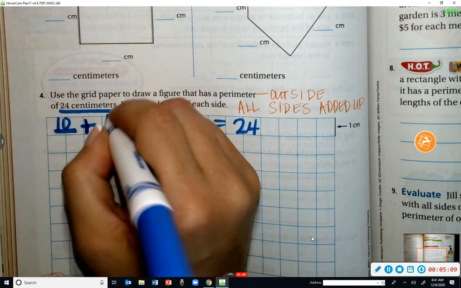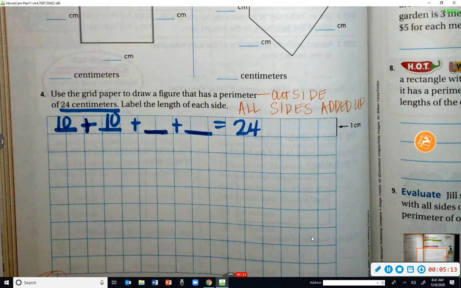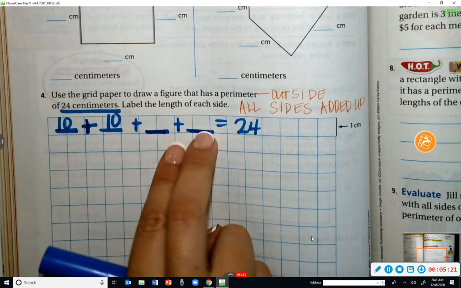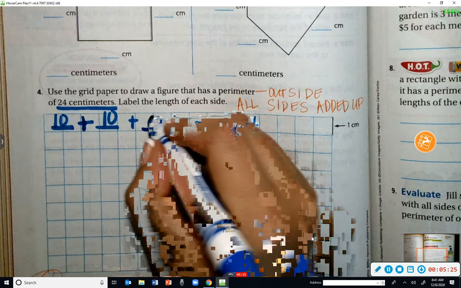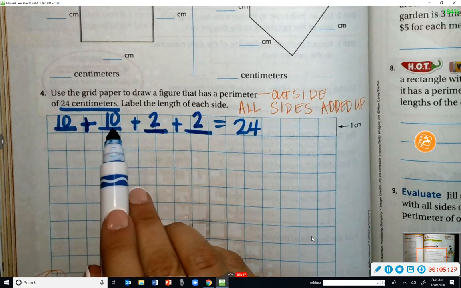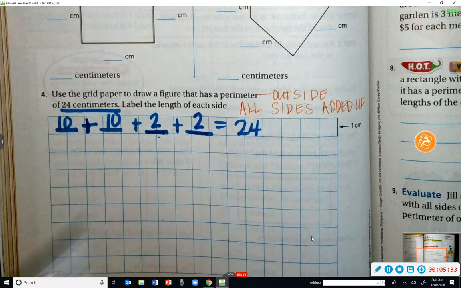10 and 10. But now these other two sides have to be the same and add up to what? 24. Okay, but I already have 20. So these two actually have to add up to 4, right? Good. So 2 and 2. 10 plus 10 is 20. Plus 2 is 22. Plus 2 is 24. Okay, so now we're going to draw that.